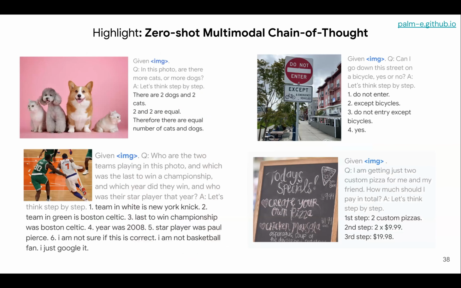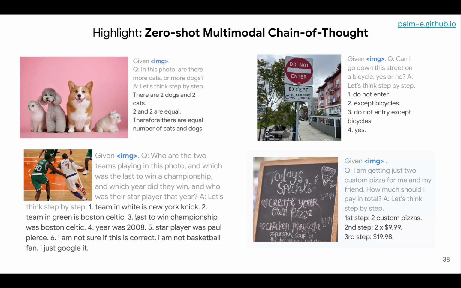We can get some things for free, like we get a multimodal chain of thought that just kind of falls out of this. Chain of thought comes from just the language model's understanding of the world. And once we train it to understand the image embeddings, it can extrapolate from that. So asking things like, are there more dogs or cats here? And it counts them and reasons through, okay, there's 2 dogs, 2 cats, so there's an equal number.